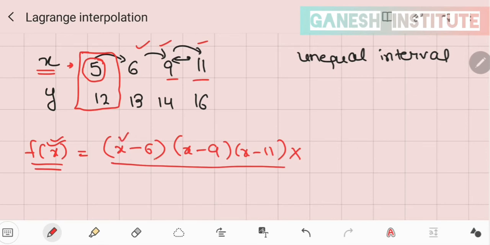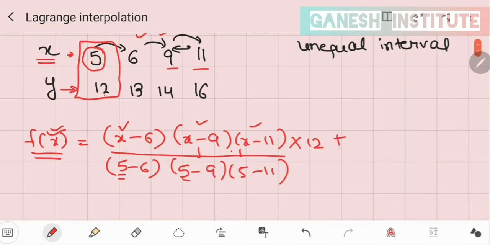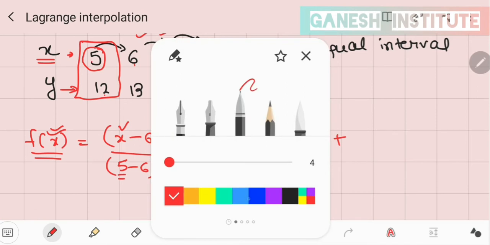What is your x value for the first term? X is 5, so substitute 5 in place of x, right? In the numerator you have the x term factors, and in the denominator substitute the value of the first x in place of x, just like you can see here. And in multiplication, you need to multiply with the y term, which is 12 for the first. Similarly, keep going with the other values as well. For the second term, hide the second value.